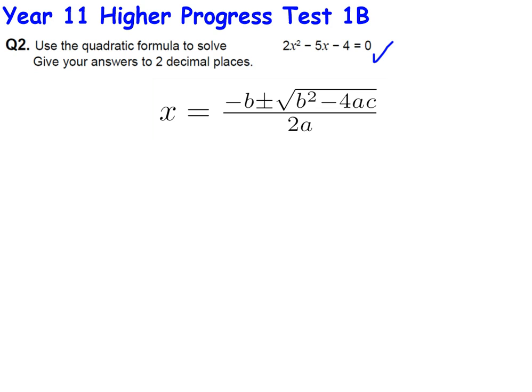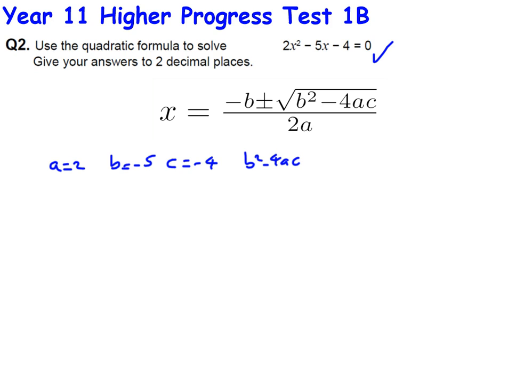So from this, first we need to work out all the values, so that's a equals 2, b equals negative 5, and c equals negative 4. Now before I start substituting all these values into the quadratic formula, I'm first going to work out the discriminant, which is b squared take away 4ac.